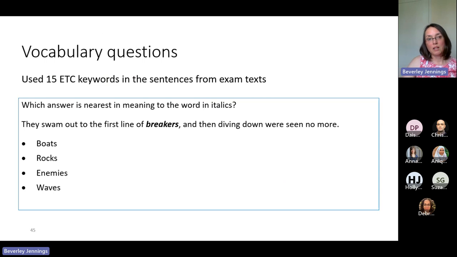And then they had some vocabulary questions, so I picked 15 of the keywords and I kept them in the sentences that they were in in the exam text. So for example, I was asking which answer is nearest in meaning to the word in italics. So the keyword is breakers. They swam out to the first line of breakers, and then diving down were seeing no more. The correct answer being wave. That got quite a low score overall. Lots of students didn't know that.